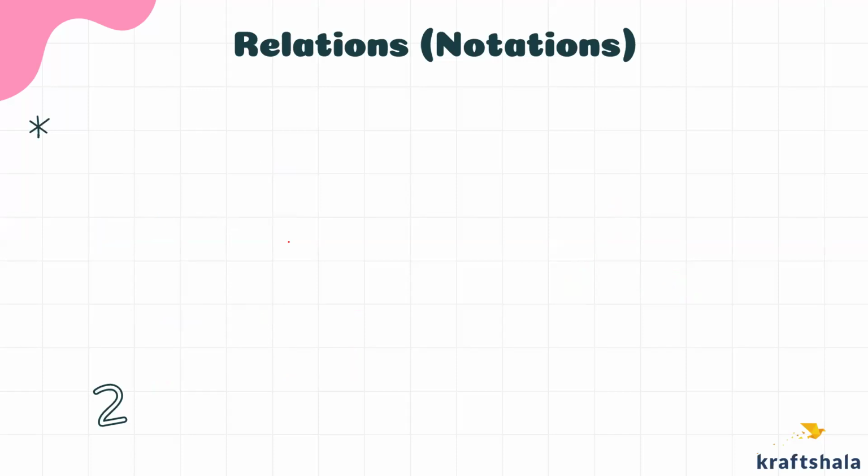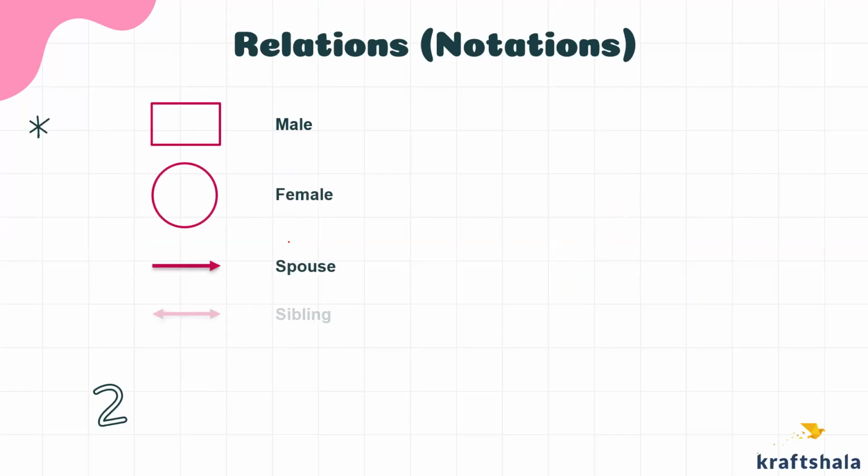Now, sometimes people use this notation as well, which I have included here: male is rectangle, female is circle. So you can use any notation. I generally don't use these, the reason is that drawing a rectangle or circle takes time, while plus and minus takes seconds. So it's up to you.